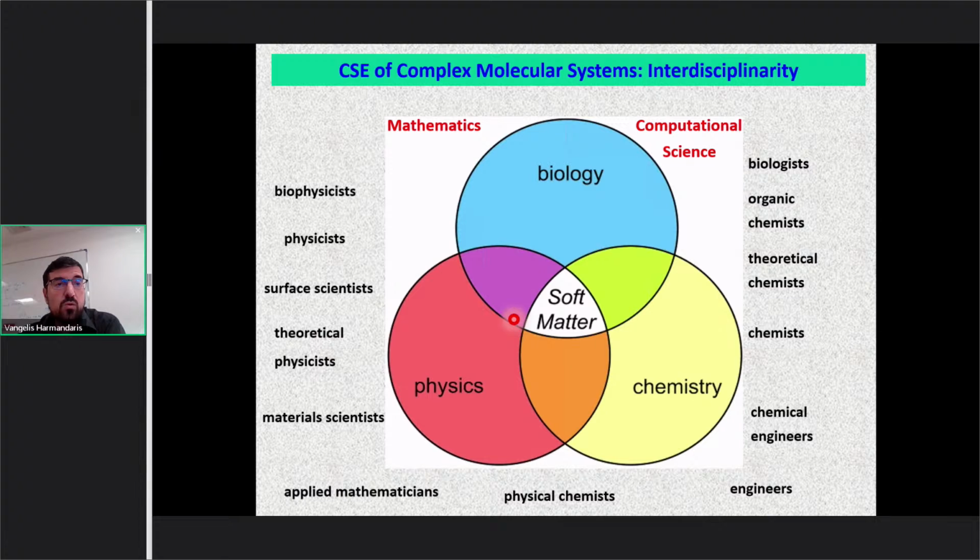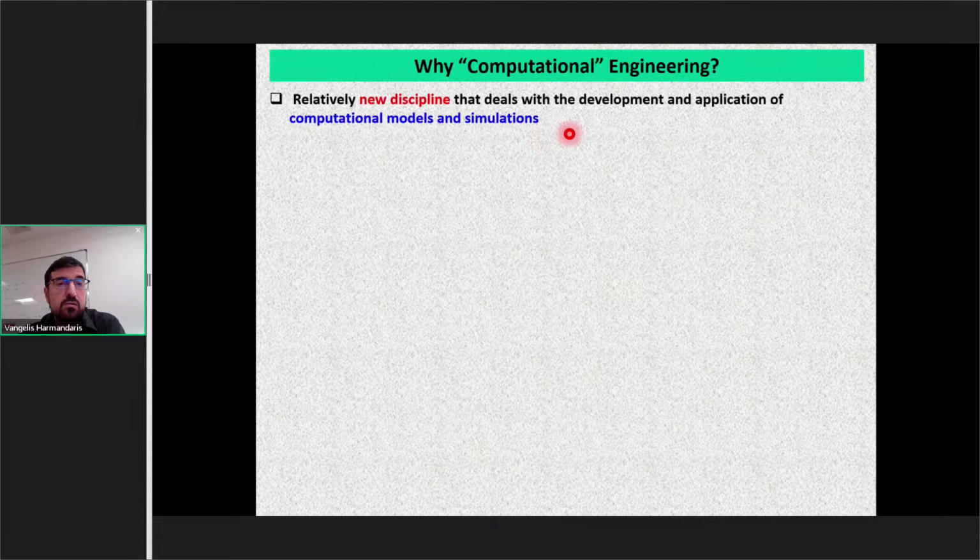And of course, now one question is, why computational in this part? So of course, we have the traditional engineering. Why do we need the computational thing? And I should have said that despite the fact that computers have existed for the last 50 or even more years, computational engineering is a relatively new discipline, because it deals directly with the development and application of computational models and simulations, and these models should be at least up to one point realistic in order to refer to real materials. So the simple toy models are not really enough when we discuss computational engineering.